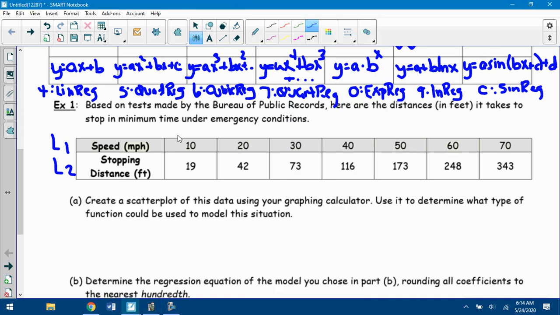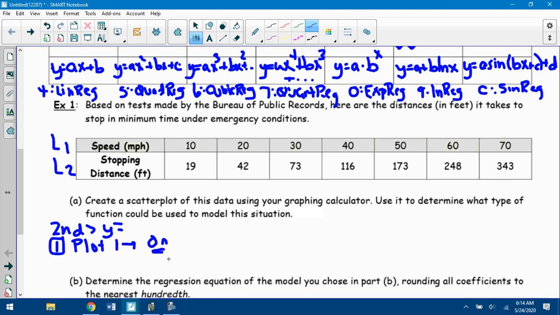Okay, so let me write down some steps so you have them when you're doing the homework if you need it. We went to second y equals. You hit 1, which was plot 1. And we turned it on.